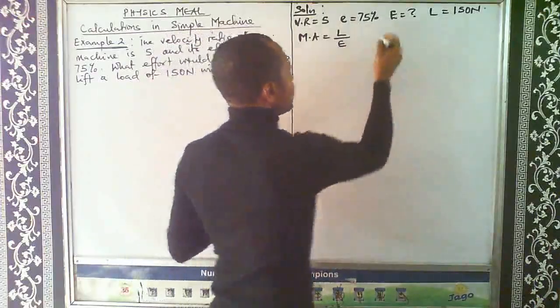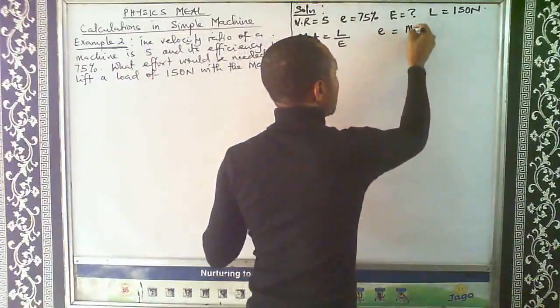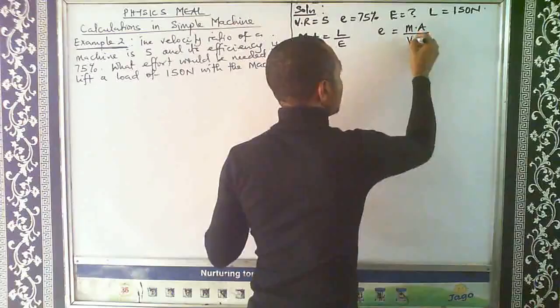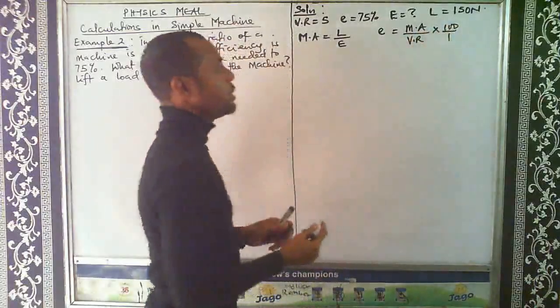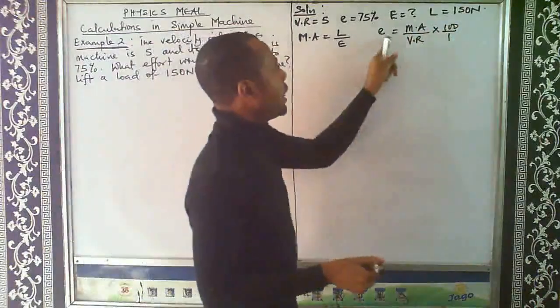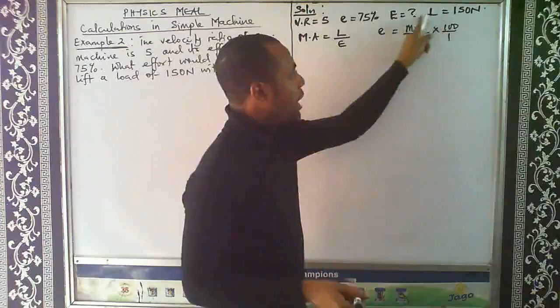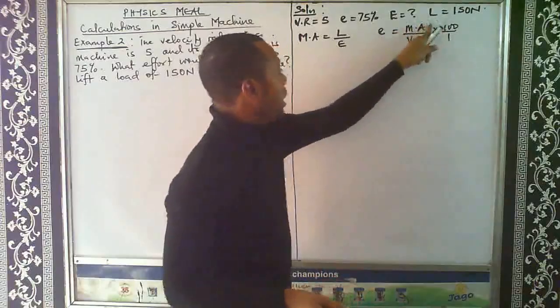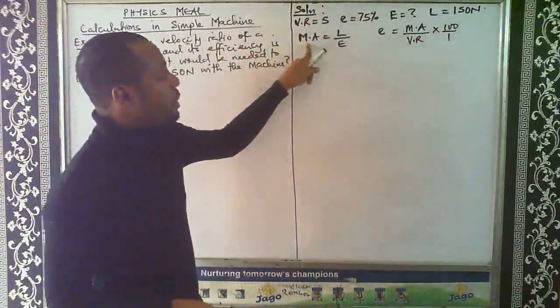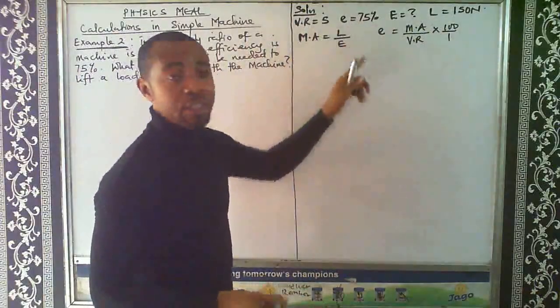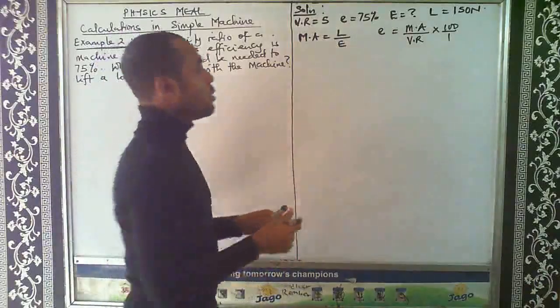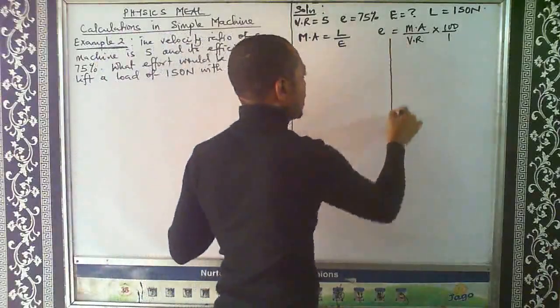Yes, I know that efficiency is equal to MA over VR times 100 over 1. I know the efficiency, I know the velocity ratio, so I can find my mechanical advantage. If I find my mechanical advantage, I will place it here and then use the load and the mechanical advantage to find my effort. Case closed. So we look at this together.